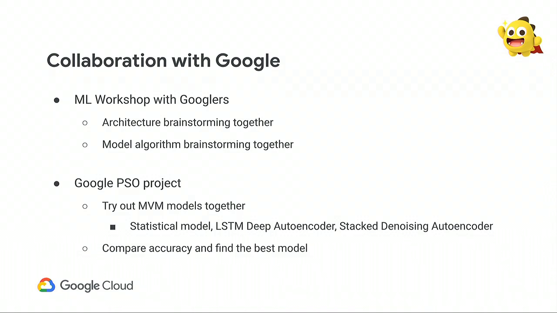And so we had the idea, and the next thing we had to do was run some tests with multiple model algorithms and find which one is the best for our system. So the next thing we chose to do was a Google PSO project. Netmarble and the PSO team ran MVPs about different model algorithms in parallel, such as statistical model, LSTM deep autoencoder, and stacked denoising autoencoder. With the results from each team, we were able to choose the best model that fits our system.